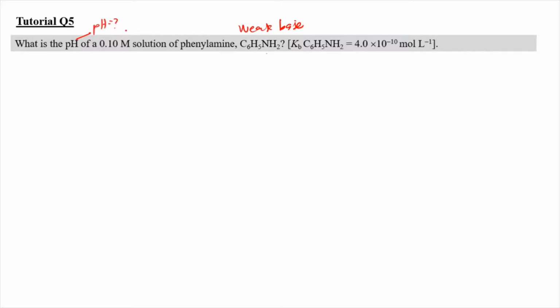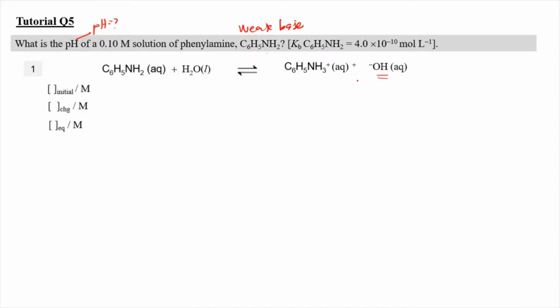So what we can do here, we can write the equation for the C6H5NH2 inside the water first, which is C6H5NH2 aqueous dissolved in water in order to form C6H5NH3 plus aqueous, as well as the hydroxide ion aqueous, which refers to the base. So we need to do the ICE table, which is the concentration initial, concentration change, as well as the concentration at equilibrium.